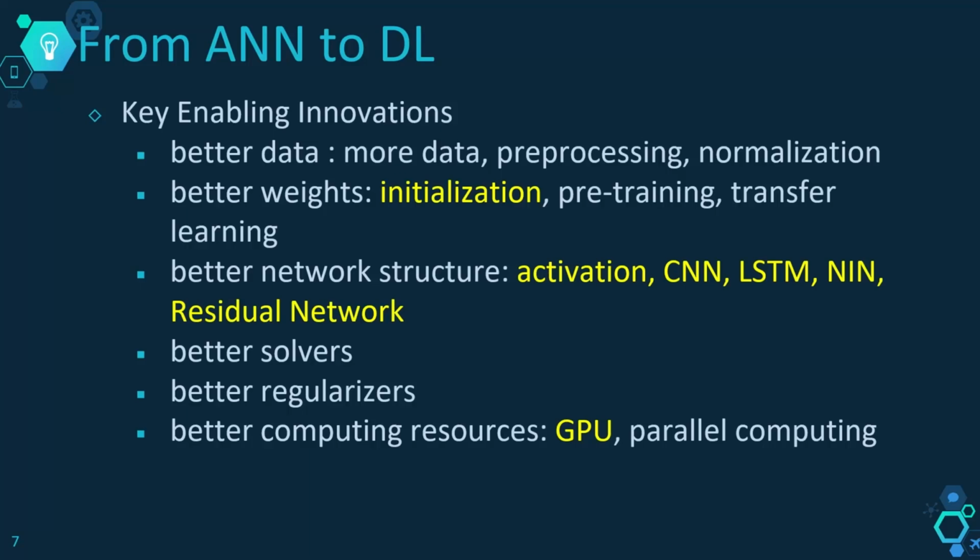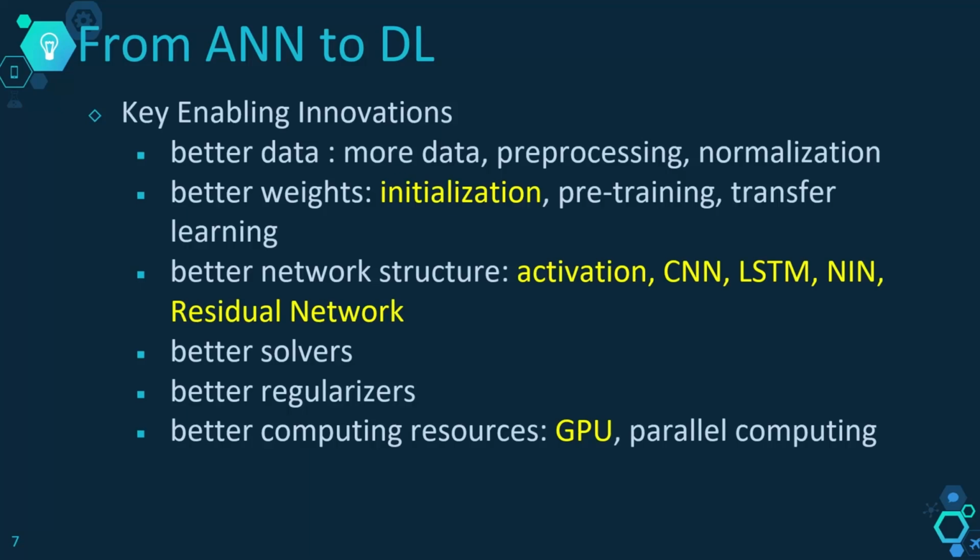Second is better weights. Especially, we need better initialization. Actually, in the early stage of ANN, people did not realize the significance of initialization. In recent years, people became aware that initialization actually determines whether we can solve the vanishing gradient problem easily. Because of that, a lot of new initialization techniques were proposed. Next, we also have pre-training. You can train the network with some data, then you can move it to a different problem. This concept is also closely related to transfer learning.